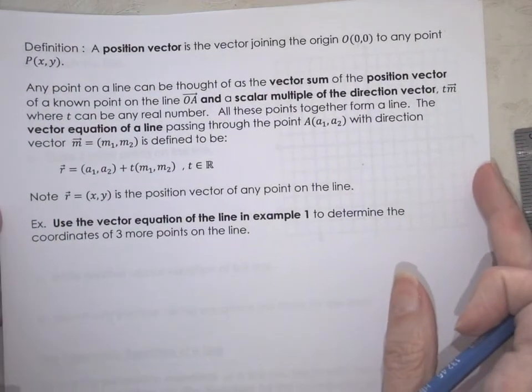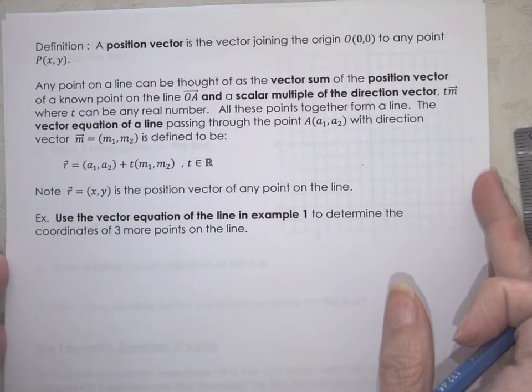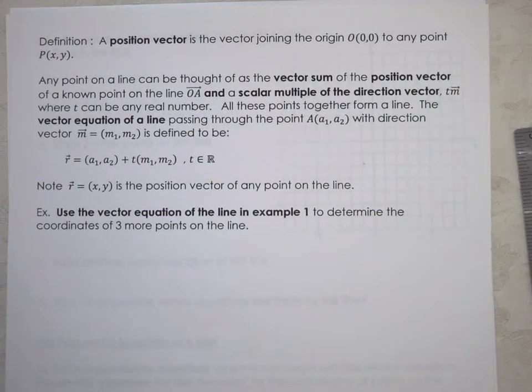So definition, a position vector is the vector joining the origin to any point P(x, y). We talked about that. Any point on a line can be thought of as the vector sum of the position vector of a known point on the line, O to A, and a scalar multiple of the direction vector, T times the direction vector M, where T can be any real number. All these points together form a line.